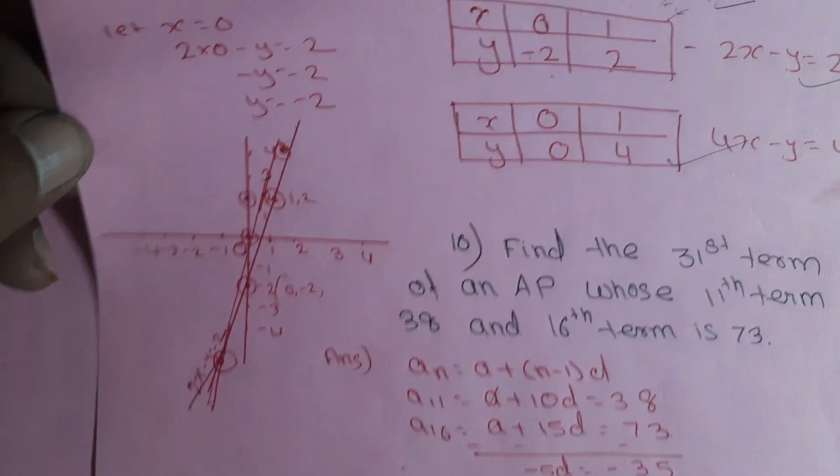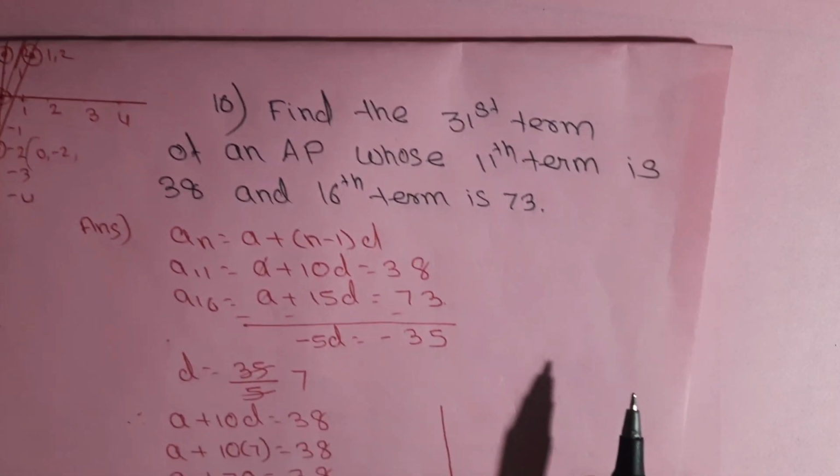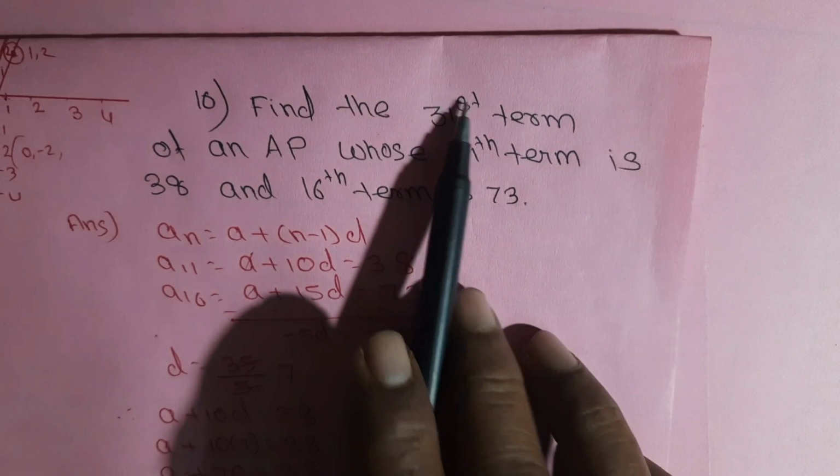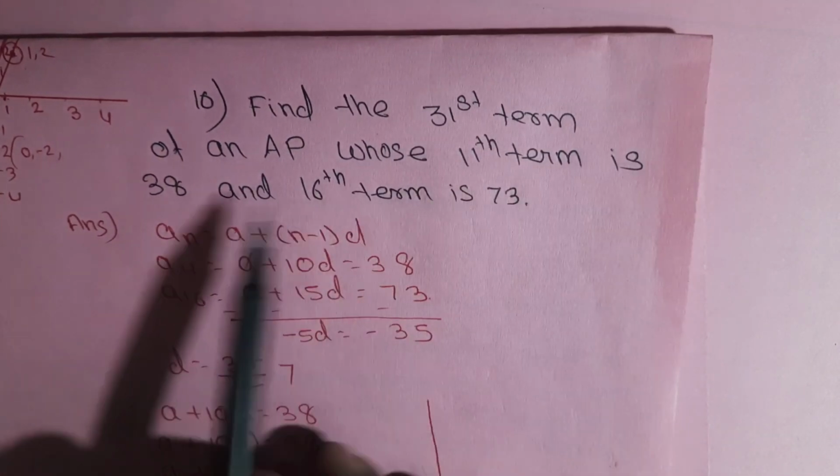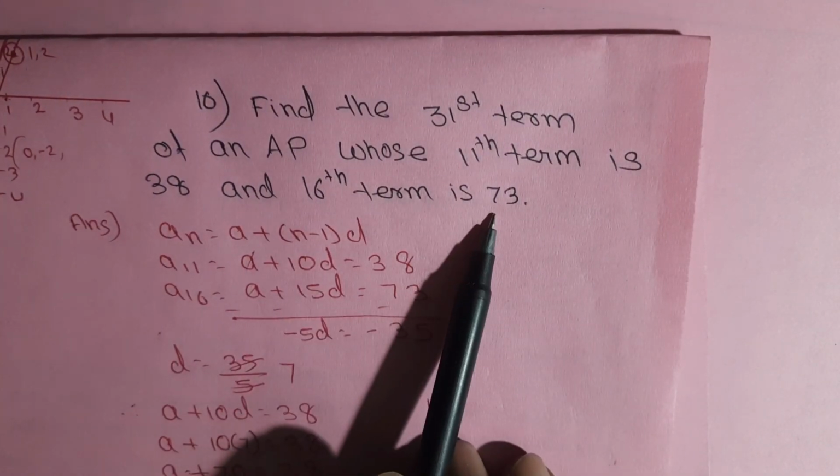Now come to question number 10. So this is question number 10. Here it says, find the 31st term of an AP whose 11th term is 38 and 16th term is 73.